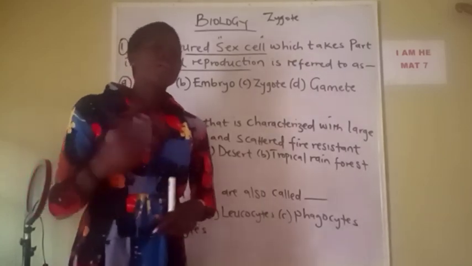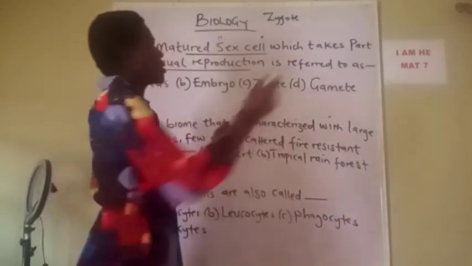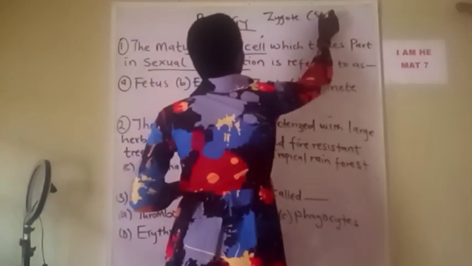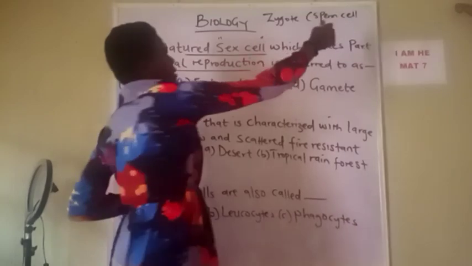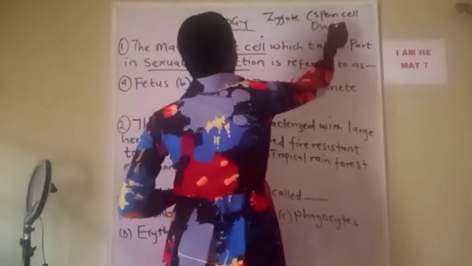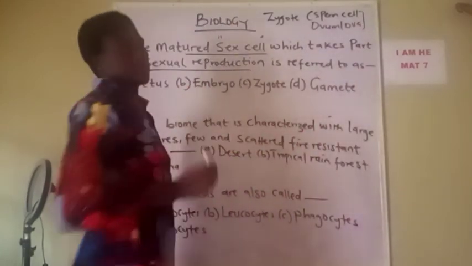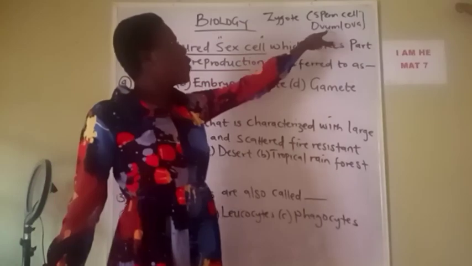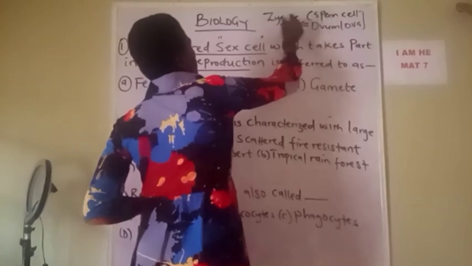Now, what's the male sex cell? That's the sperm cell. The sperm cell is a male sex cell, and the female sex cell is the ovum, otherwise called the ova. So when the sperm cell meets with the ovum, it gives what we call the zygote. You understand?